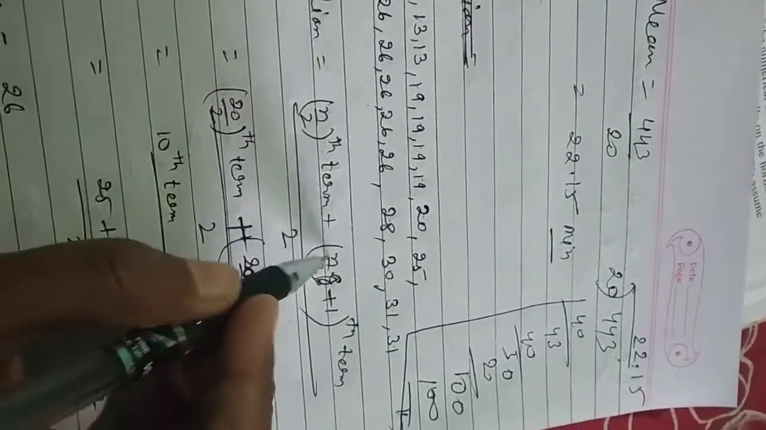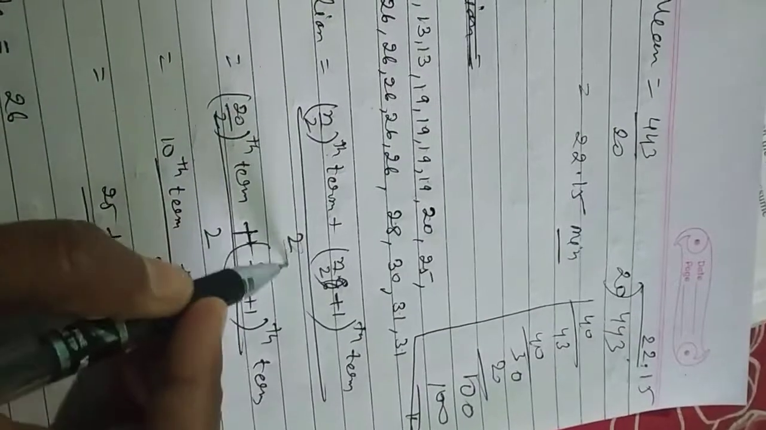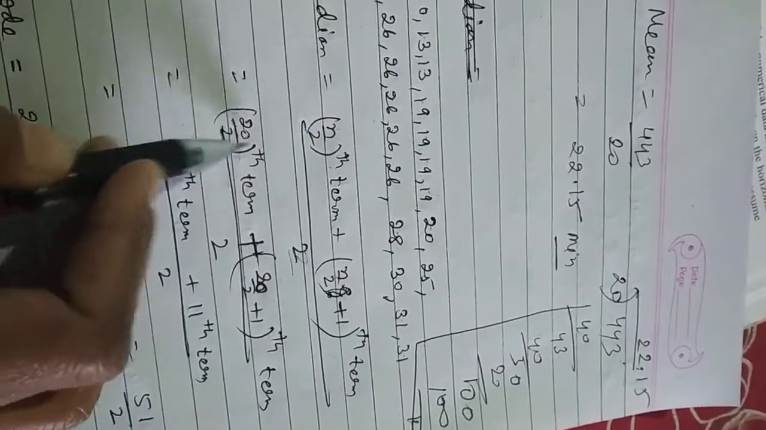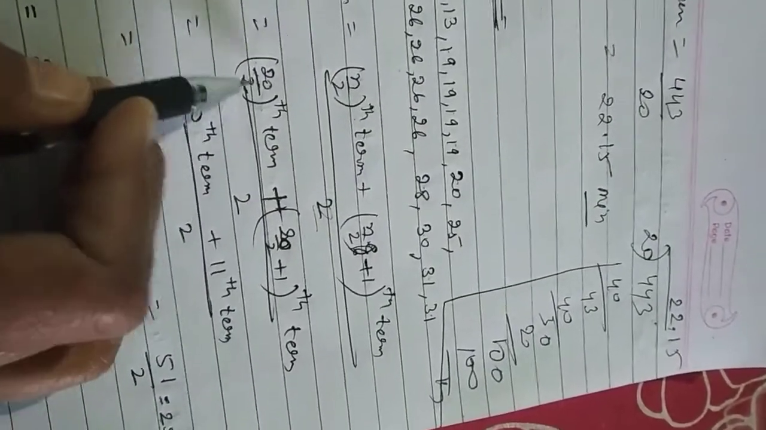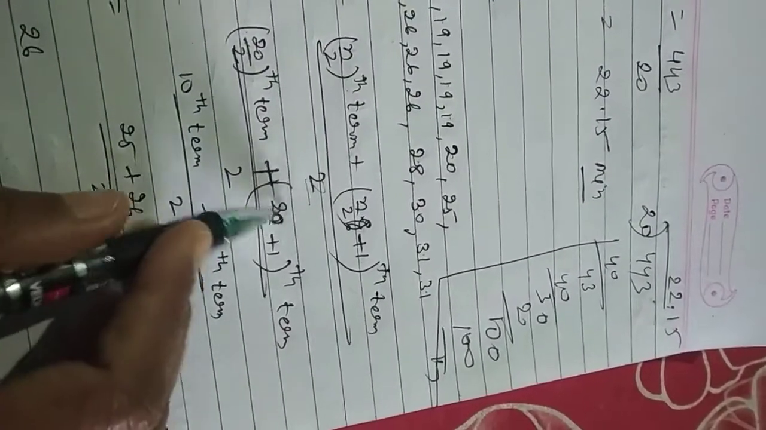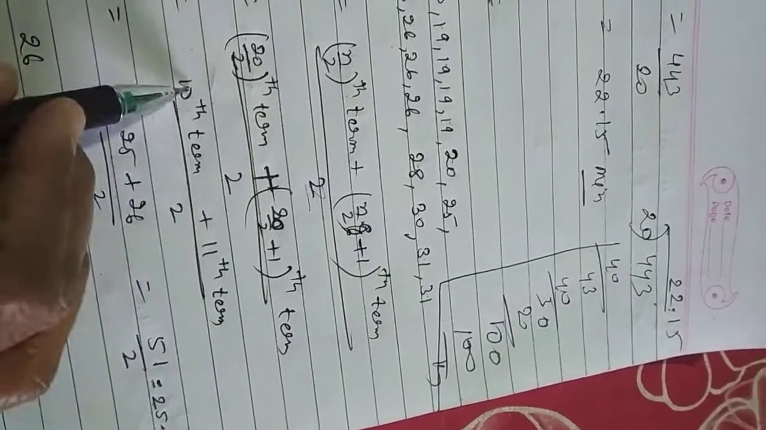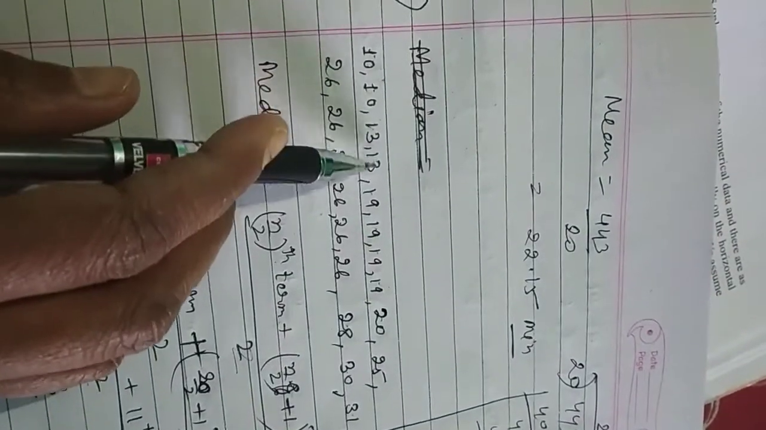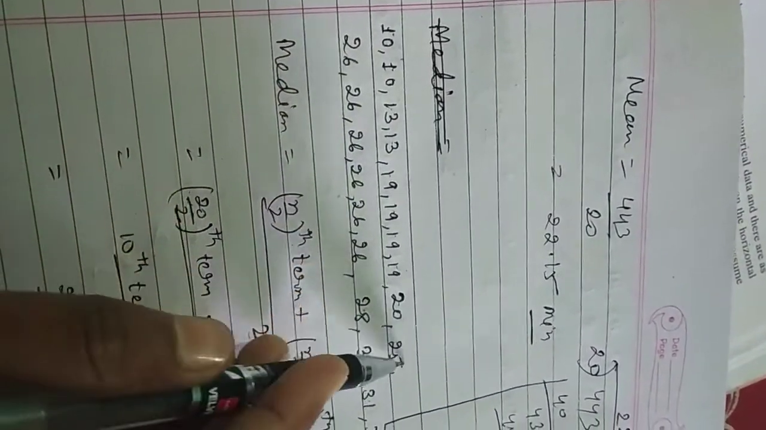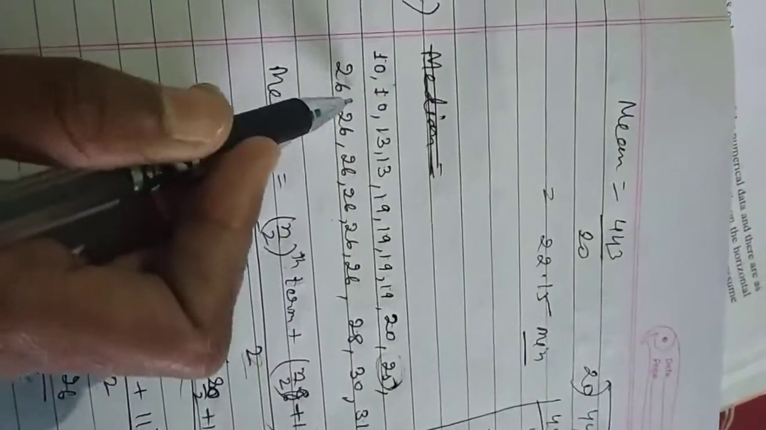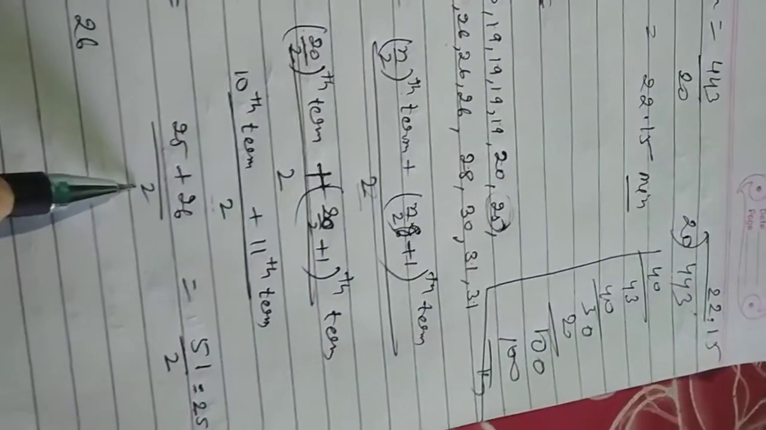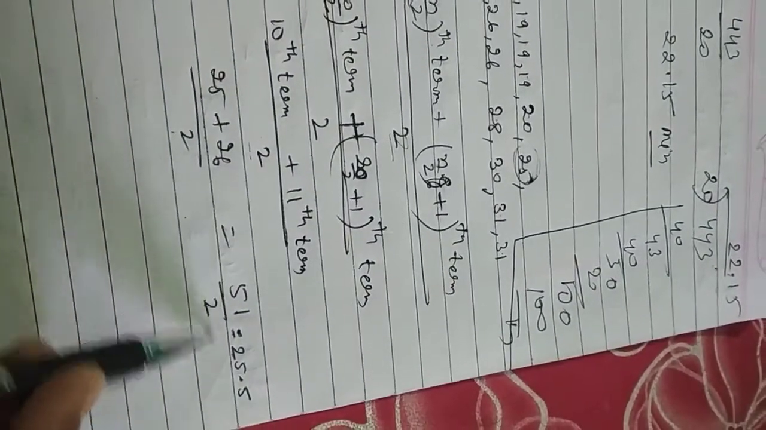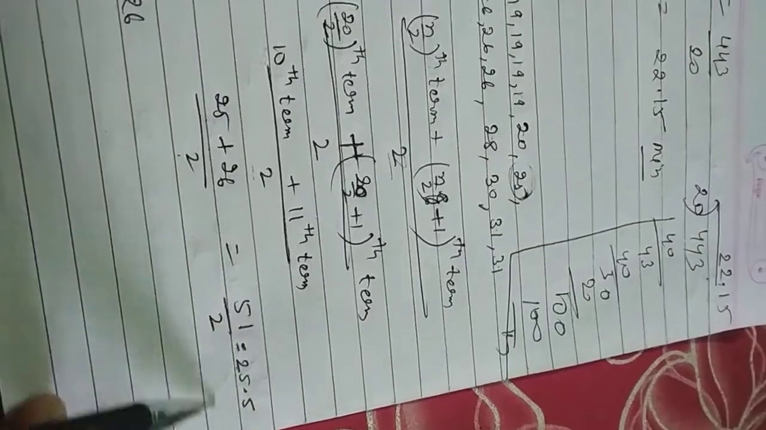N by 2 th term plus N by 2 plus 1 th term, all divided by 2. So N is 20. So 20 by 2 th term, 20 by 2 plus 1 th term. 20 by 2 means 10th, and 20 by 2 plus 1 is the 11th term. 10th term plus 11th term divided by 2. What is the 10th term? 1, 2, 3, 4, 5, 6, 7, 8, 9, 10. The 10th term is this and the 11th term is this. So add these two numbers and divide by 2. We will get 51 by 2, which is equal to 25.5.